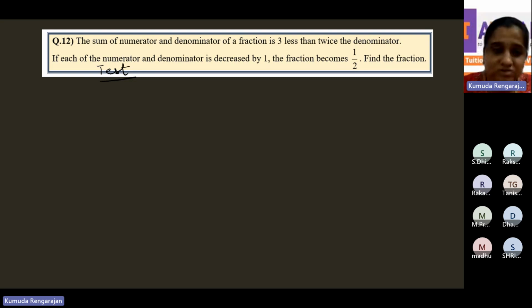Three less than twice the denominator. If each of the numerator and denominator is decreased by 1, the fraction becomes 1 by 2. Find the fraction.